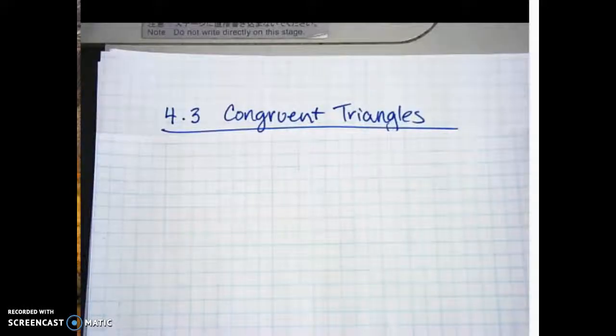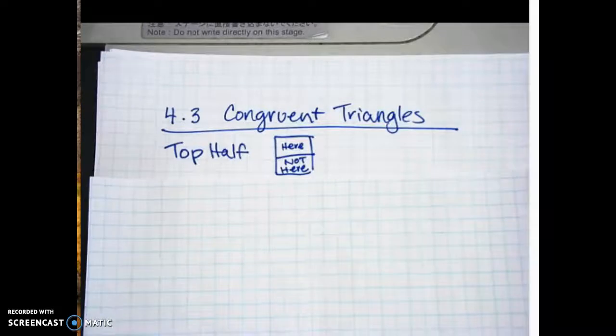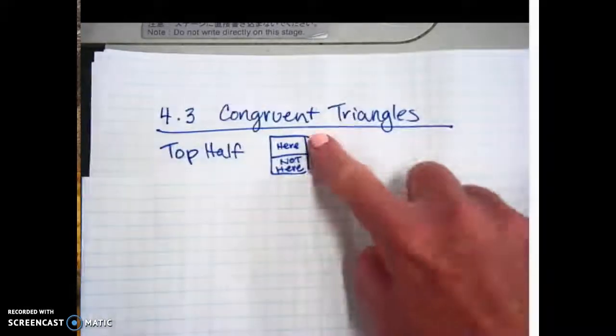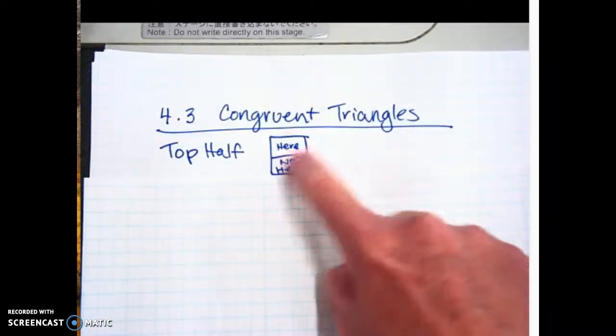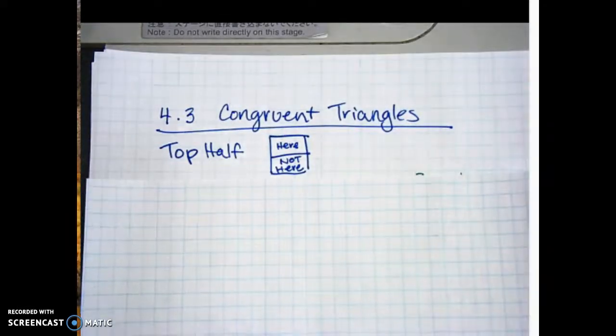All right, for section 4.3, congruent triangles, you're going to write on the top half of the flap. So up here, but not down here. You're going to write it in that top part and not on the bottom part. And we're going to be talking about congruent triangles. Now, if you noticed, the title of the whole chapter is Triangle Congruence.